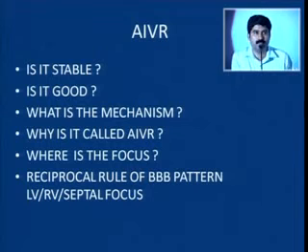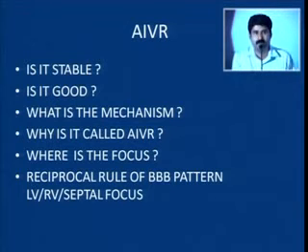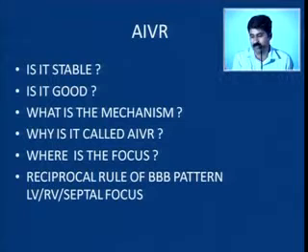Now questions. Is it stable rhythm? Anybody can answer. Medicine PGs. Yes. Why? Because this one, the rate is between 60 to 100. VT becomes extremely unstable when the rate is very high. So it's a stable rhythm. Is it good? Yes, it is good, provided this is a true reperfusion arrhythmia and not just another arrhythmia related to the MI. What is the mechanism?